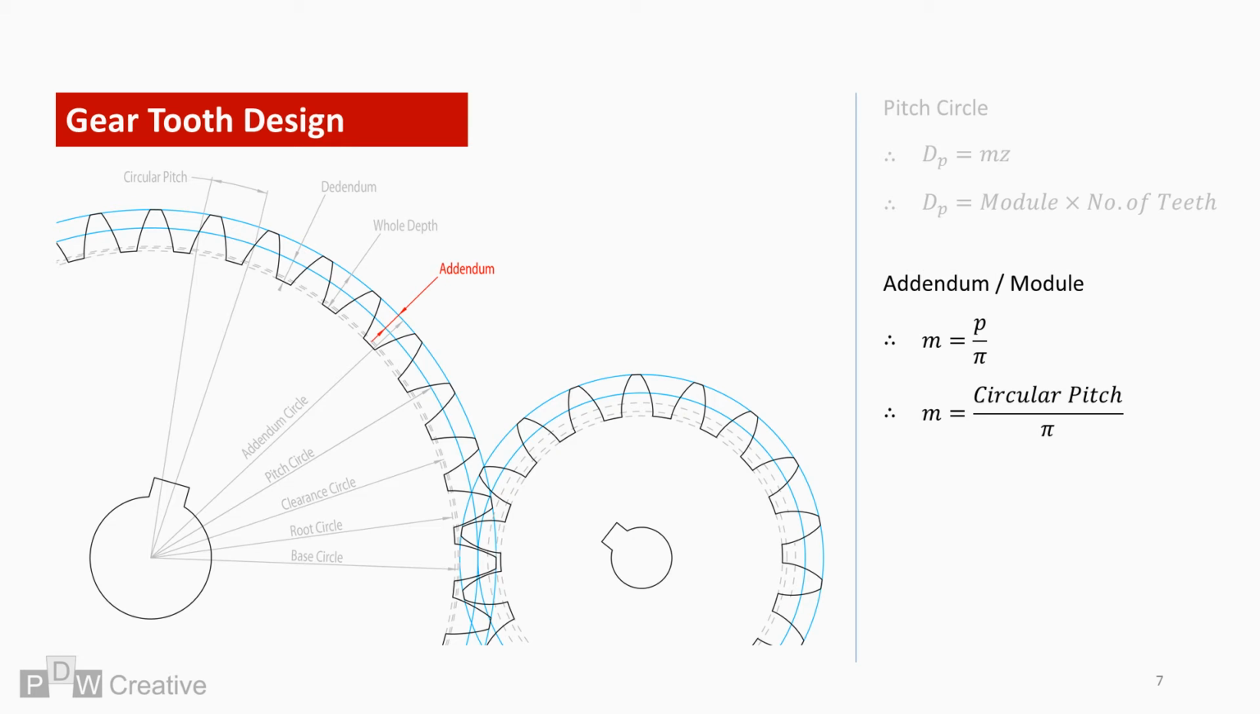The addendum or module is the distance between the pitch circle and addendum circle diameters. The addendums must be identical for all gears meshing, as different addendums will have differing tooth depths and spacing. This inconsistency could cause misalignment and lead to the mechanism seizing up. The module can be calculated by dividing the circular pitch by pi.